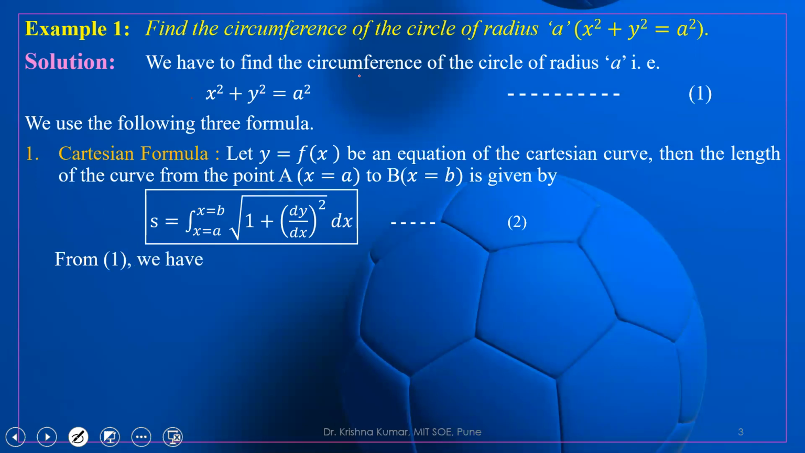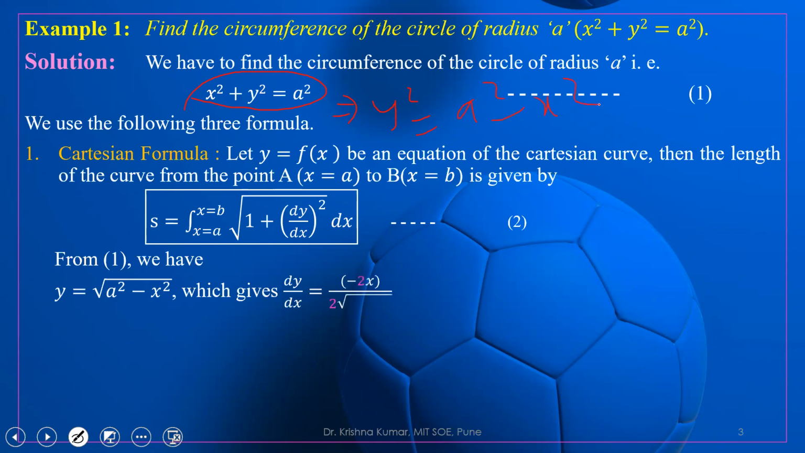If we take equation 1, what is the value of y? If we rearrange, we write y square is equal to a square minus x square. So y is root over a square minus x square. Definitely there is plus minus, but we are considering only the positive value, so y is equal to root over a square minus x square. What is its derivative? Because if you want to apply this formula, we need dy/dx. So let us differentiate this y with respect to x.